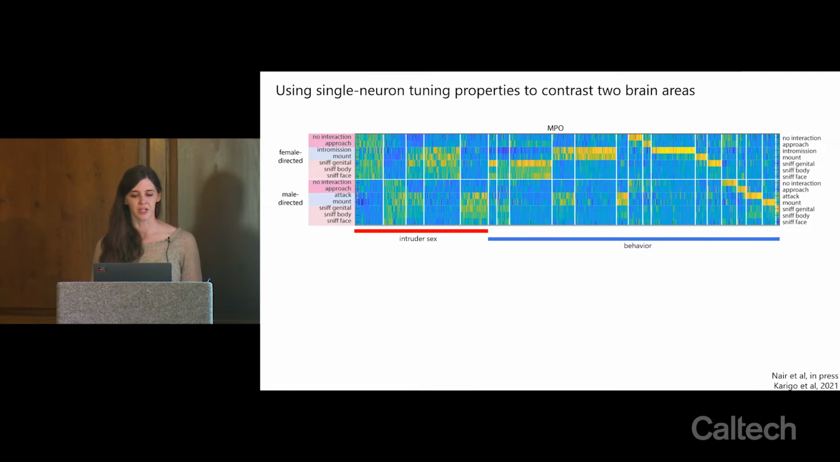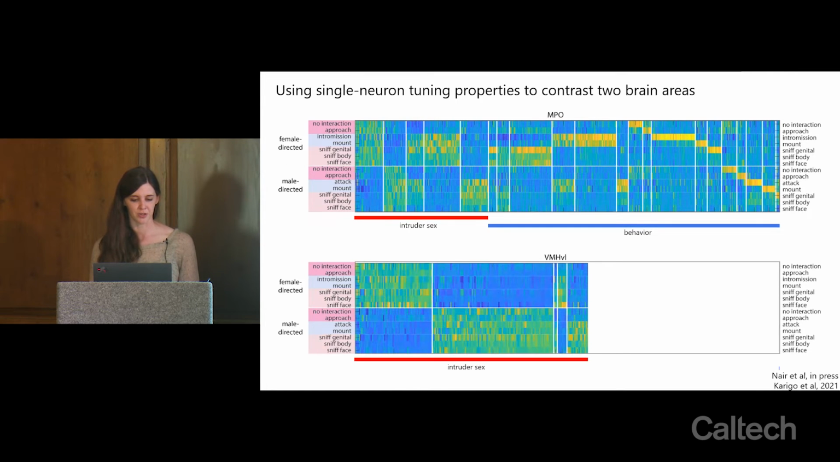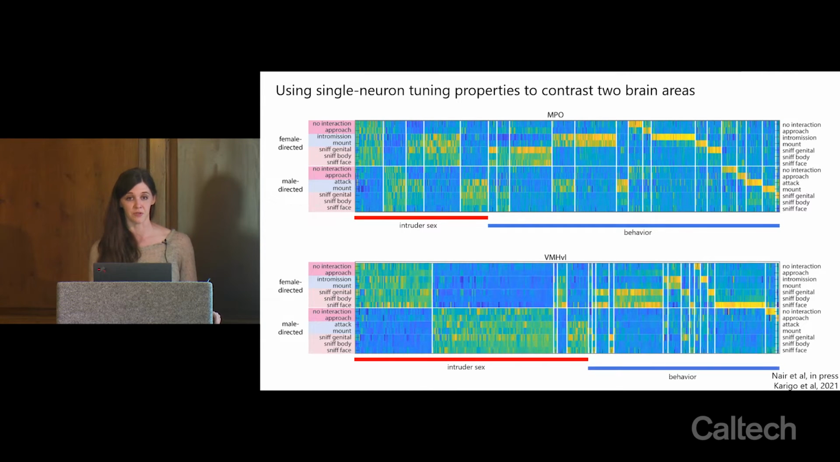And again, this is also really helpful for comparing different experimental conditions or different brain areas. So just as an example, if we do the same analysis in VMHVL, which is involved in control of aggressive behaviors, we see very few behavior-specific cells. We see a lot of cells that are just active in the presence of a male or in the presence of a female, regardless of the behavior the animal's performing. And you see that by just the coloration of these responses of the cells.